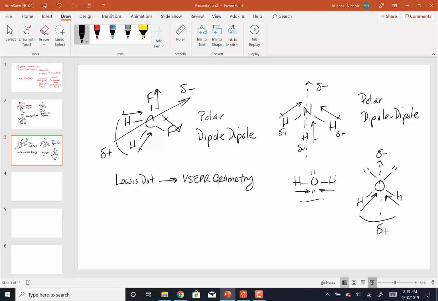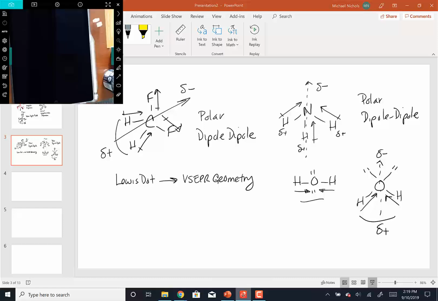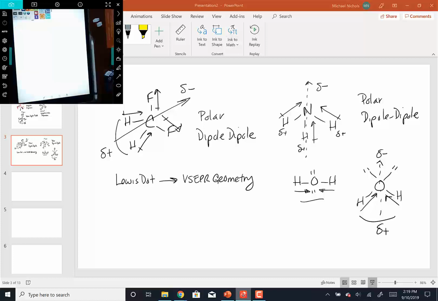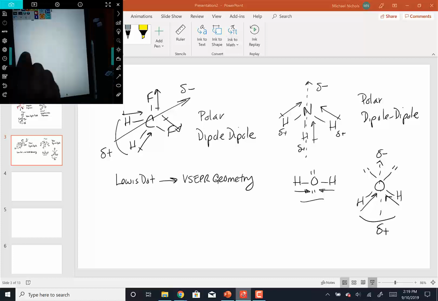Now, the question oftentimes comes, what does it mean to be a polar molecule? What it means to be a polar molecule is that you have an unequal electron density around the surface of the molecule. And let me show you an example of that. Okay. So on my iPad, let me draw a carbon, let me draw a methane molecule.